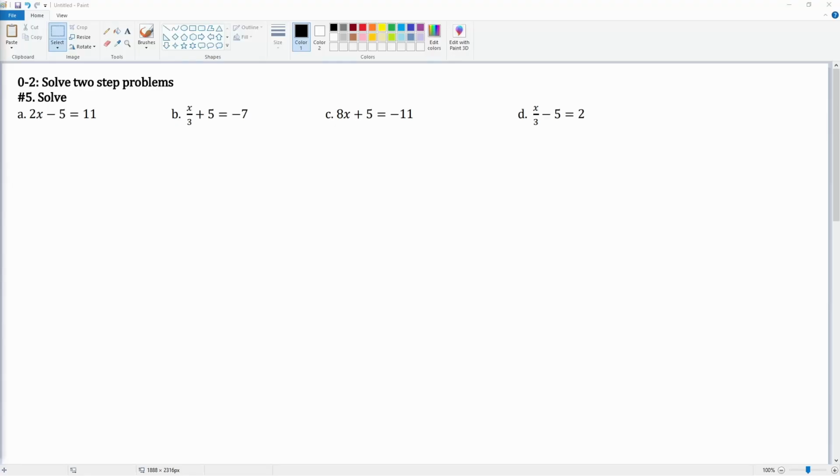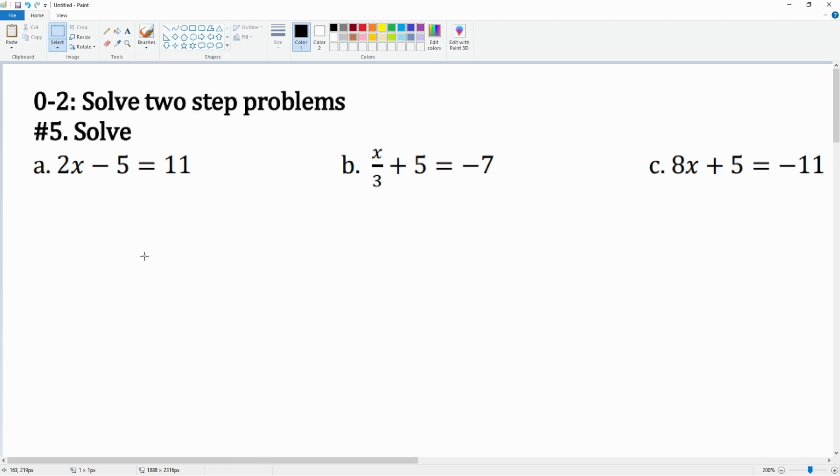Solve two-step problems, number 5. This is part 1. I'm going to do A, B, C, and D. So our goal is to get the variable alone. Here you have a 2 in front, which is multiplication, and you have a -5.